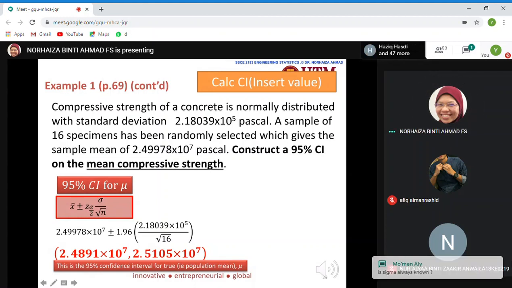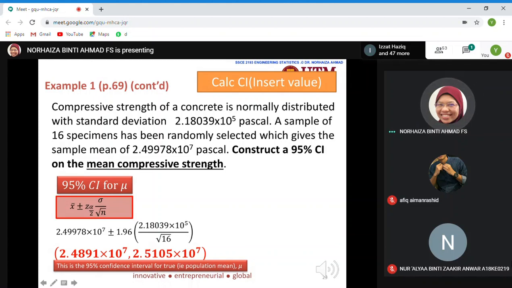So this is your answer for the 95% confidence interval when sigma is known. Sigma is not always known, because actually it's very difficult to get sigma. So in practice, it is difficult to get sigma, and therefore sigma is not always known. So we will get to another formula later, but we will modify it using this formula.